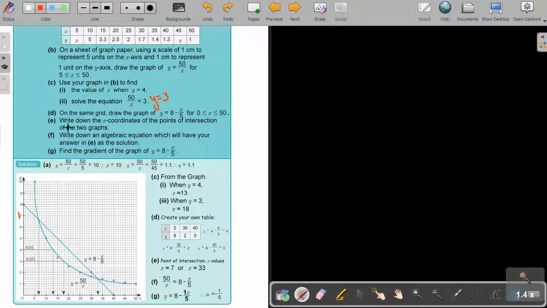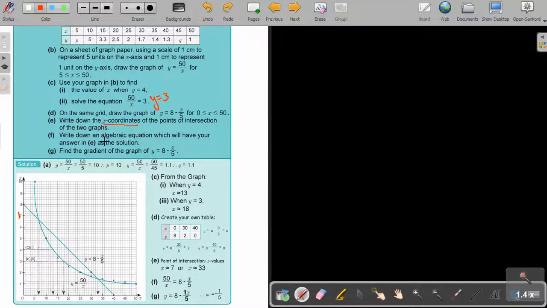And then write down the x. Now this is very important. The x coordinates of the point of intersection of the two graphs. So where it cuts, draw it down. Where it cuts, draw it down. And that was 7, and that will be 33.